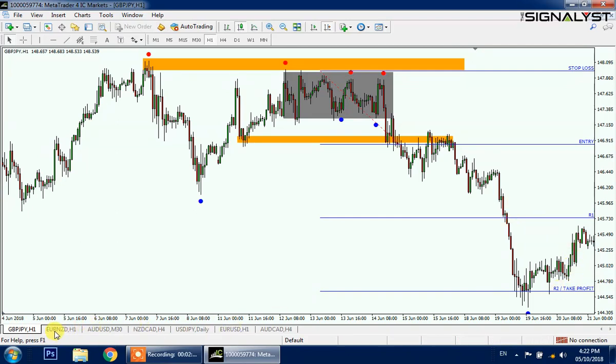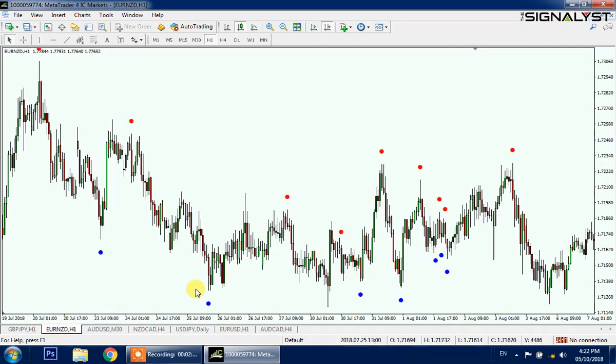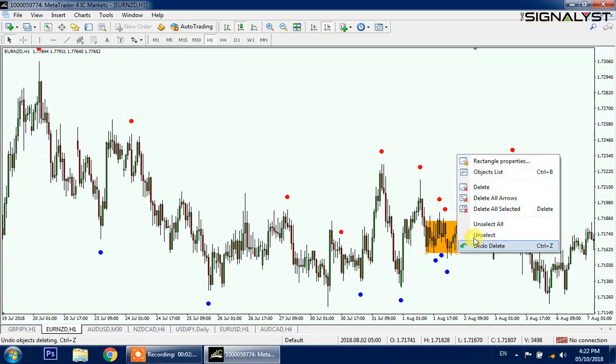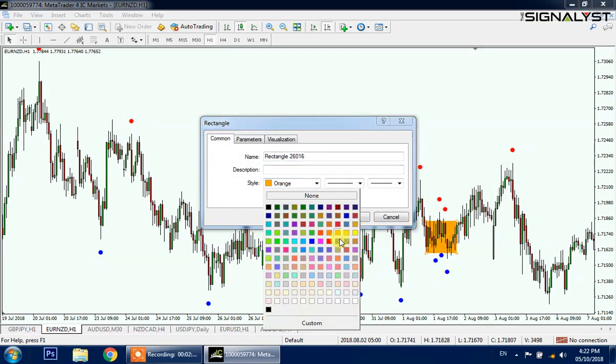Let's take more examples. Here we have Euro NZD H1. Market was making very big moves and then cools down, starts to make very small swings, forming a narrow range. We need at least 4 swings, so 1, 2, 3, 4. Here we can already draw our zone. Here we go. Let's make it in gray as usual.